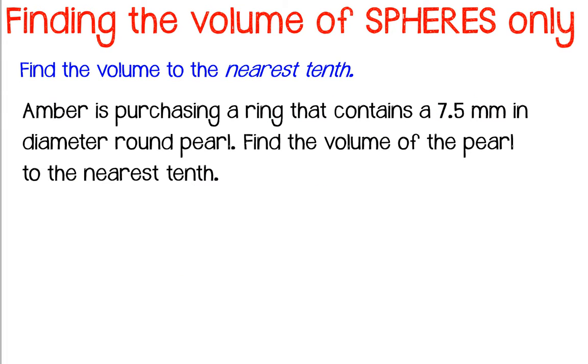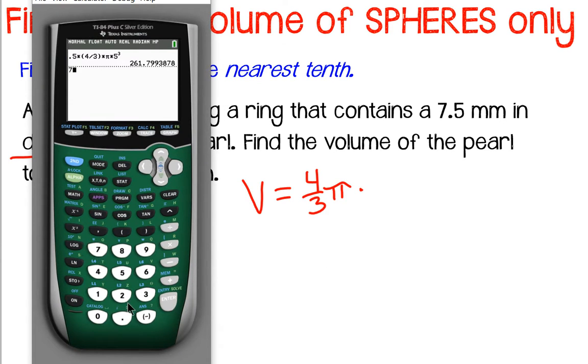All right, let's try a word problem. Amber's purchasing a ring that contains a 7.5 millimeter in diameter round pearl. Find the volume of the pearl to the nearest tenth. Well, the pearl is a sphere, and its radius is not given. The diameter is given. So I need to take 7.5 and I need to divide it in half. 7.5 divided in half gives me 3.75. So my radius is 3.75 cubed.